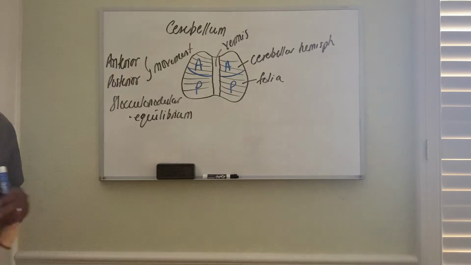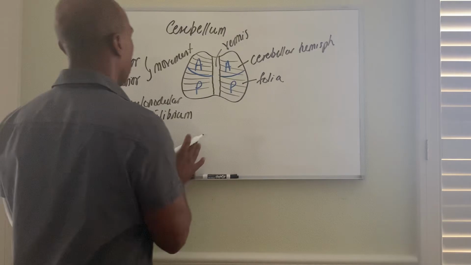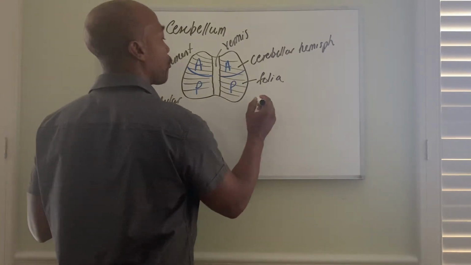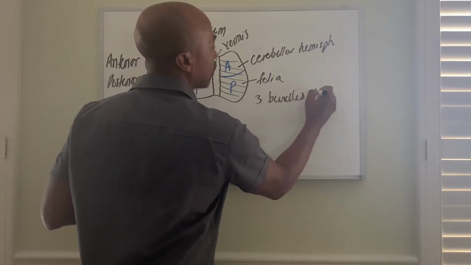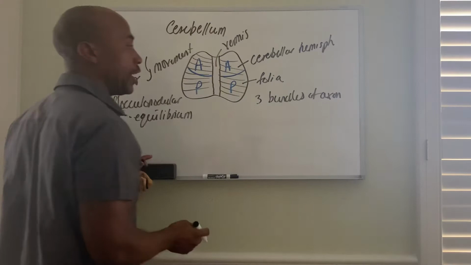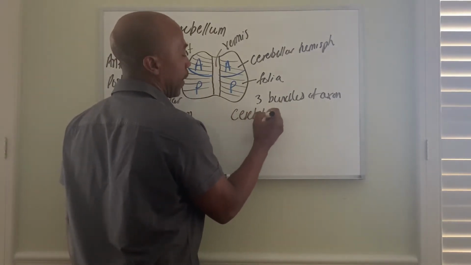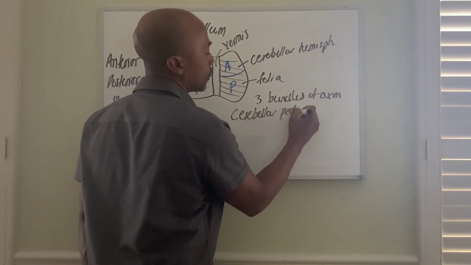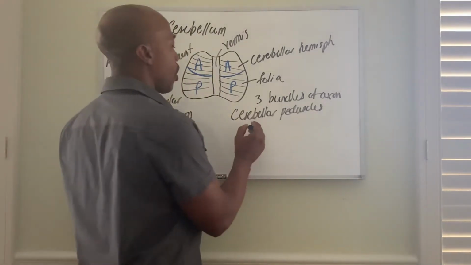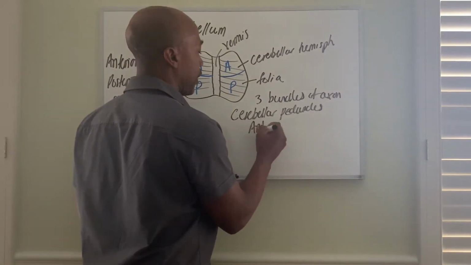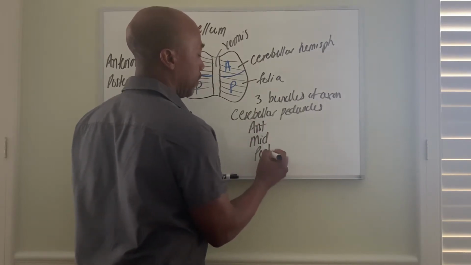Okay. And the way that the cerebellum works, really, well, while we're here, some more structures. There are also 3 bundles of axons that come into and leave the cerebellum, called your cerebellar peduncles, as opposed to cerebral peduncles. And so you have your anterior, middle, and posterior cerebellar peduncles.